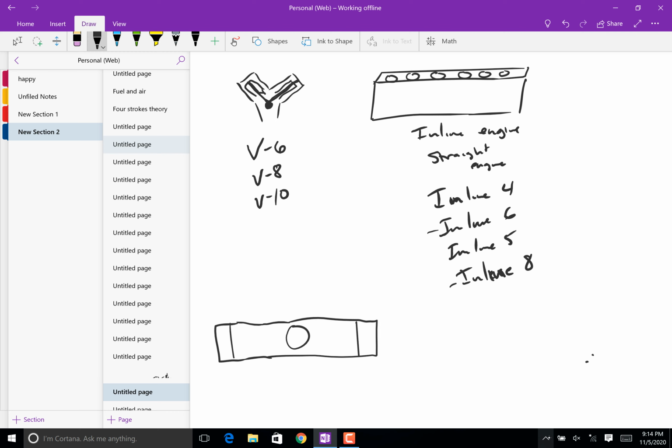Those are your heads here and here. Here are your cylinders here and here. Wait, what? See, your pistons are sideways? That's right. And then here's your crankshaft in the middle. We call this a horizontally opposed engine.